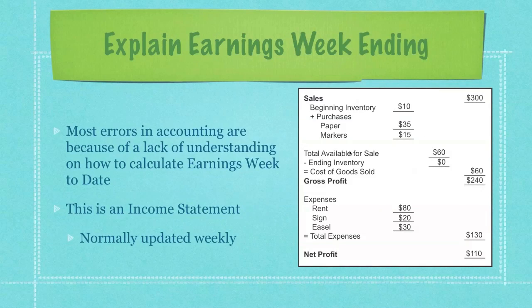So this is the reason why you use an income statement. It allows you to keep everything straight. Because let's say I didn't sell all of my inventory. Well, and this is a common error, let's say I only sold $50 of my total inventory. Well, I would only subtract $50 from this $300 and leave the additional $10 here in ending inventory. That would keep everything straight. You do not subtract out all of your inventory from your sales to reach your earnings week ending. You instead only subtract out the cost for the inventory that you sold.